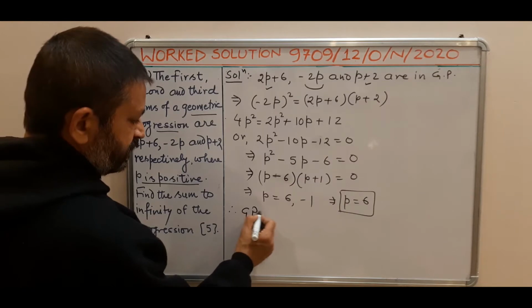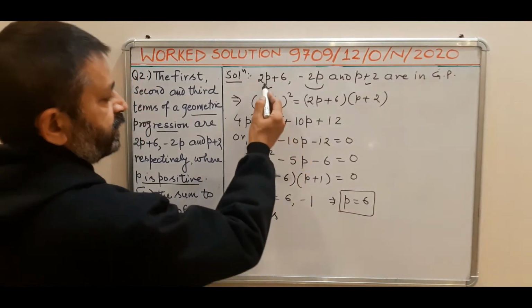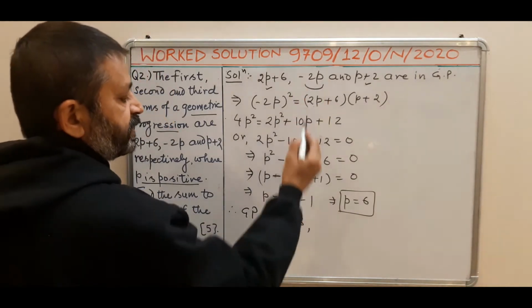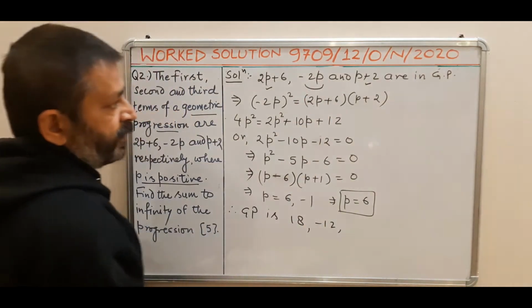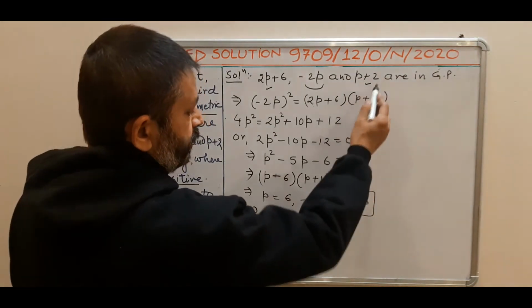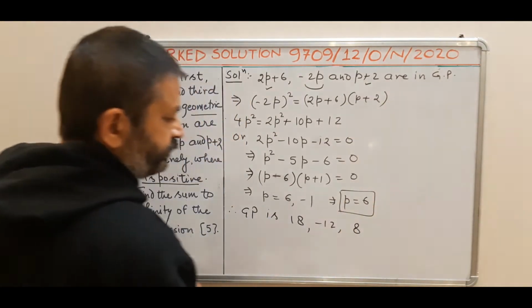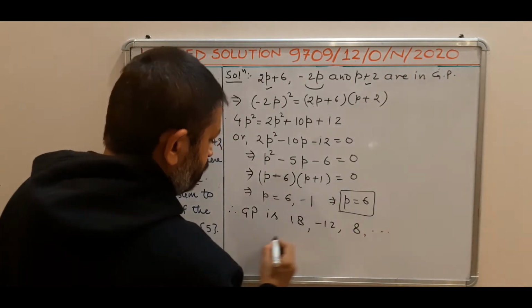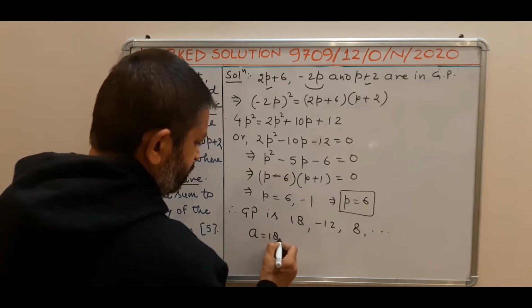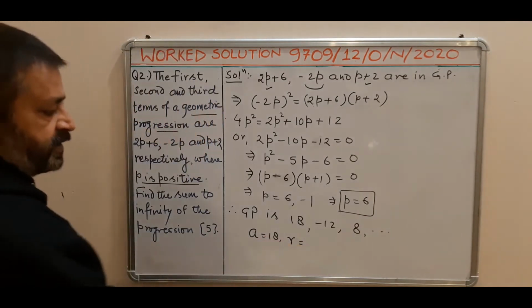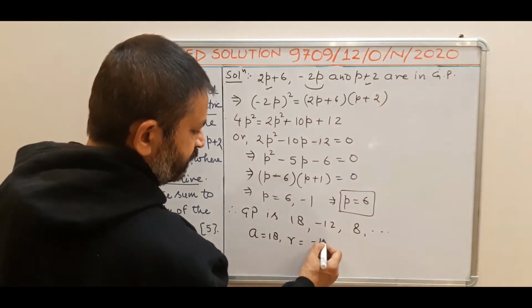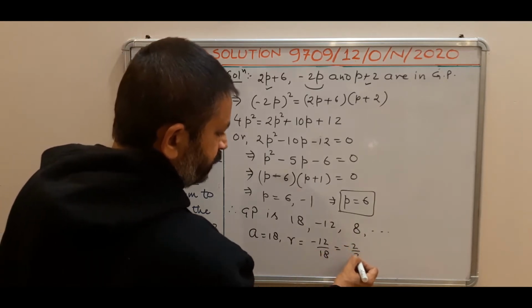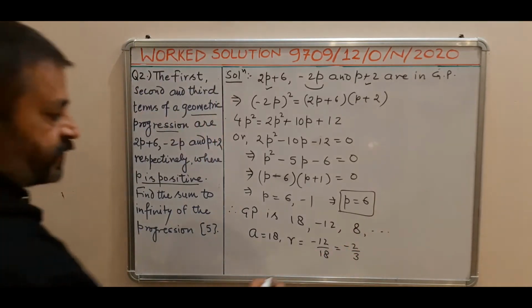Hence GP, your p is 6. So 6 and 2, 12 plus 6, 18. Minus 2p, so −12. And then p + 2, 8. Right? So now first term is 18. What is common ratio? That is r. Second term upon first term. So −12 upon 18. Divisible by 6. So −2 upon 3. So this is your r.